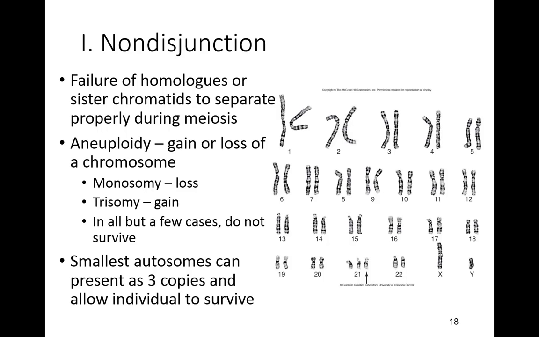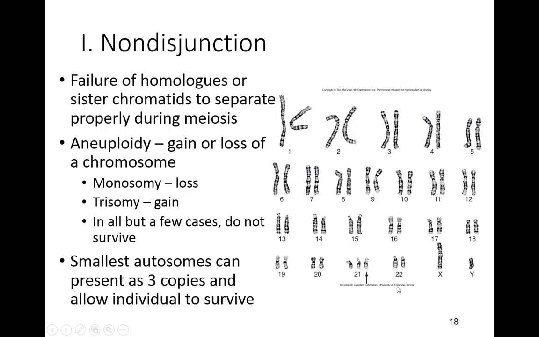All right, we briefly talked about this before, but non-disjunction is where during meiosis the chromosomes do not fully separate, do not go evenly to both sides of the cell. And aneuploidy is then gaining or losing a chromosome. If you have monosomy, that means you lost a chromosome. If you have trisomy, that means you gained a chromosome. This here is trisomy 21, which is Down syndrome.